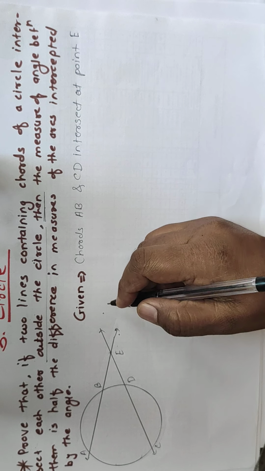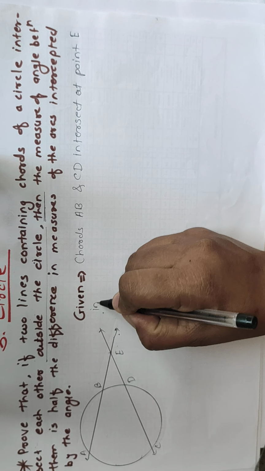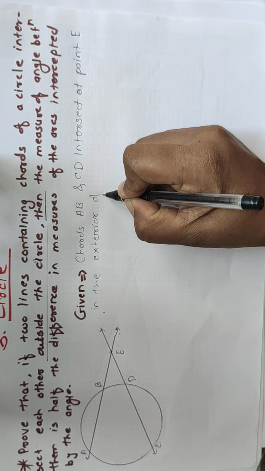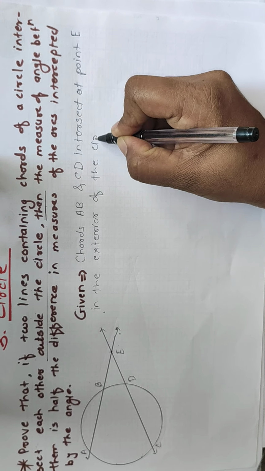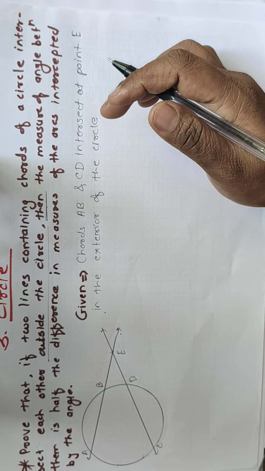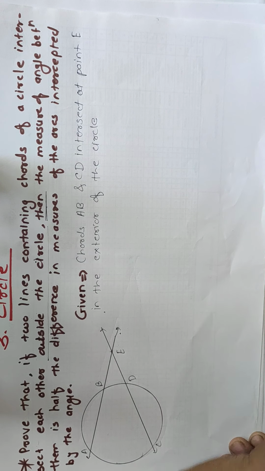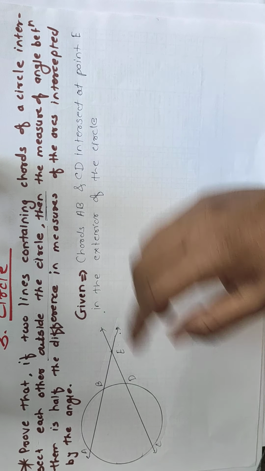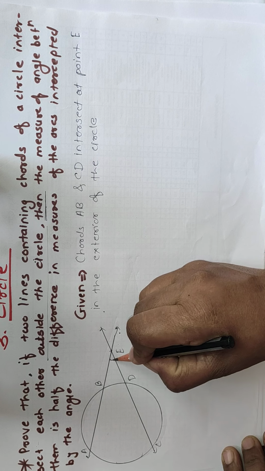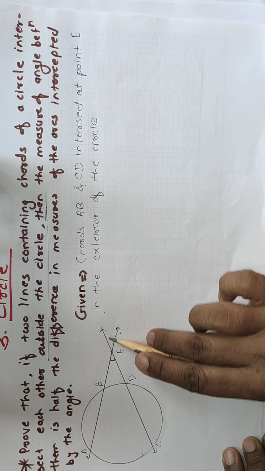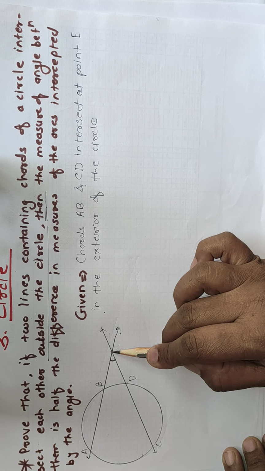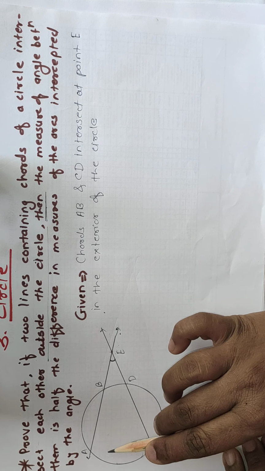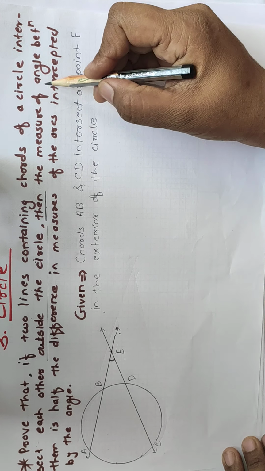Intersect at point E in the exterior of the circle. Now they are intersecting each other in the exterior of the circle. Till here we wrote it. Then the measure of the angle between them. So the angle between them, these two are the chords. This is AB and CD, intersecting at point E. So which angle is formed here? Angle AEC. This angle is there.